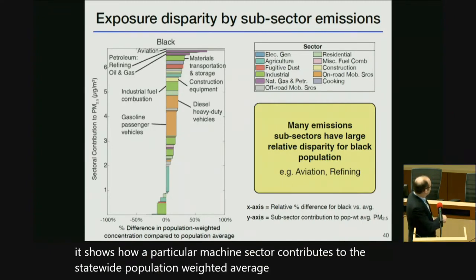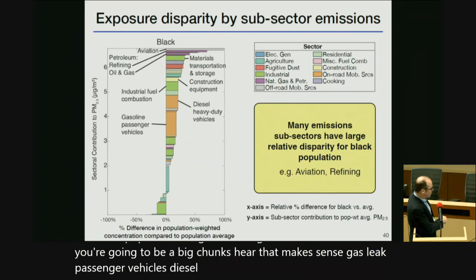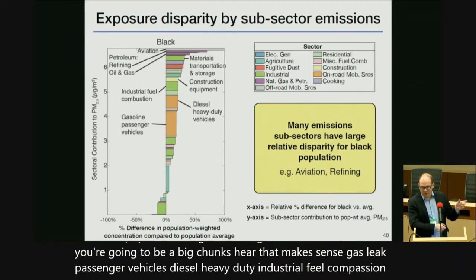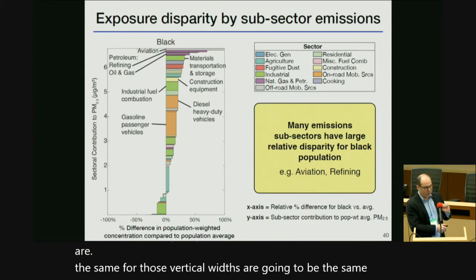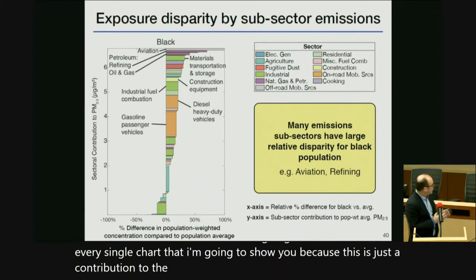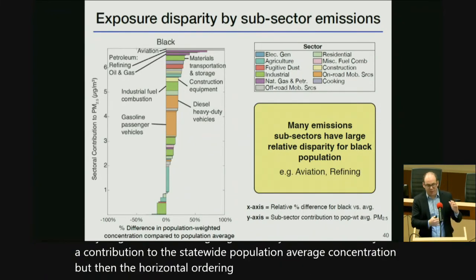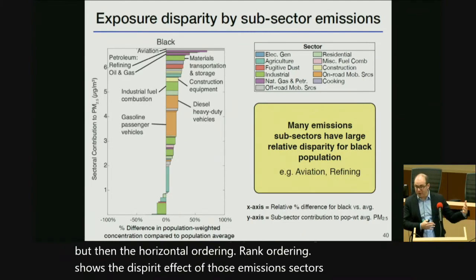So you're going to see some big chunks here that make sense: gasoline passenger vehicles, diesel heavy duty, industrial fuel combustion. Those vertical widths are going to be the same for every single chart that I'm going to show you, because this is just the contribution to the statewide population average concentrations. But then the horizontal ordering and the rank ordering shows the disparate effect of those emission sectors, either positive or negative, on a particular community.